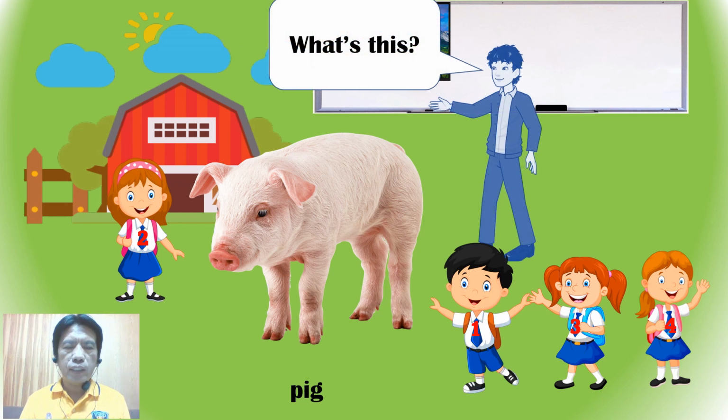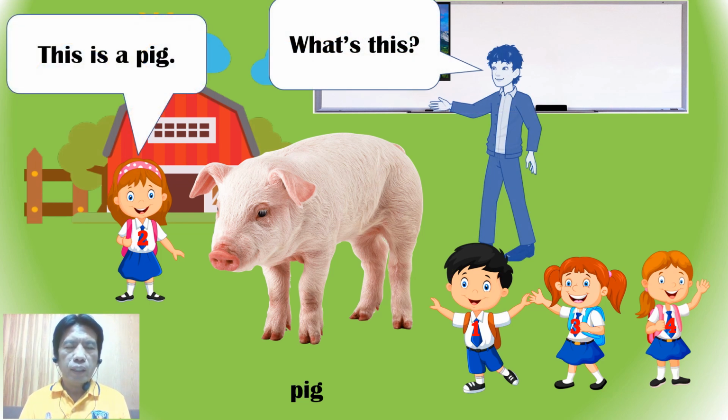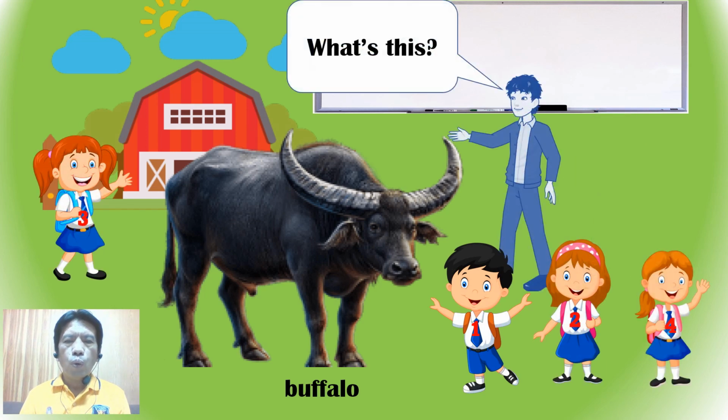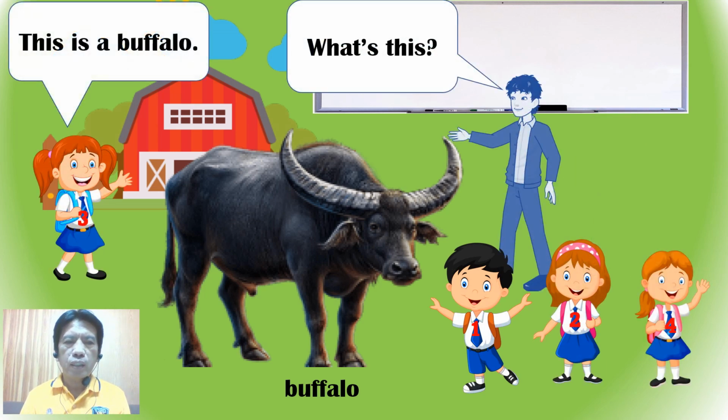What's this? Pig. This is a pig. Again, this is a pig. It's your turn. What's this? Very good. What's this? Buffalo. This is a buffalo. Again, this is a buffalo. It's your turn. What's this? Very good.